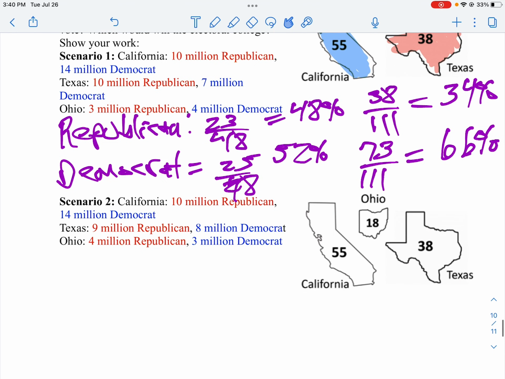Now, let's do a little switching around here. We're not going to change the total number of votes. There's still going to be 23 million Republicans and 25 million Democrats. The only difference is, notice what happens. We're going to have 1 million Republicans from Texas move to Ohio, and 1 million Democrats from Ohio move to Texas. So what happens here? Our popular vote is still going to be the same. The Republicans are going to be 48% of the popular vote.